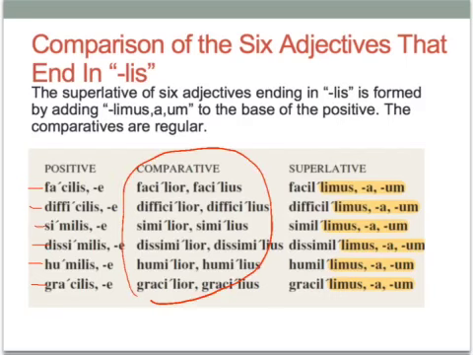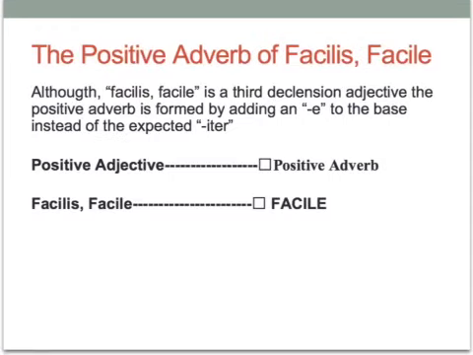So the comparatives, again, are regular. To form the comparative adjective, you use the -ior and the -ius. Now when I form the superlative, I just double the L. So it's facillimus, -a, -um, difficillimus, -a, -um, simillimus, -a, -um, dissimillimus, -a, -um, humillimus, -a, -um, and gracillimus, -a, -um.